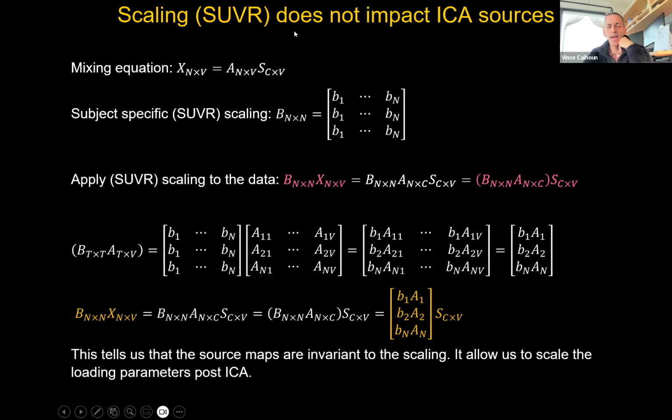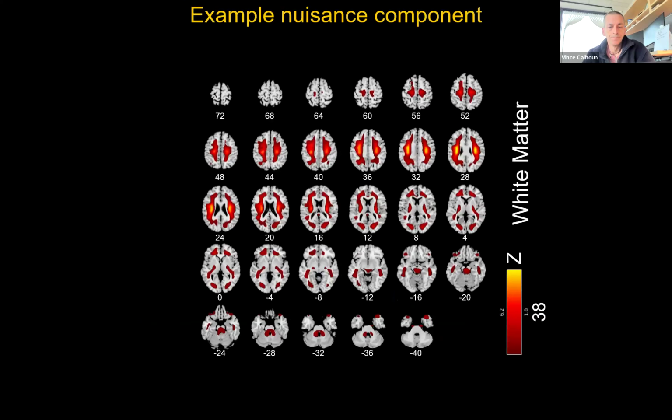And if you then take X and you replace it with AS and work through the math, in the end, the take-home message is that the sources that we get are invariant to the scaling if you're just using a single scaling parameter for all of the voxels. The scaling is only impacting the loading parameters, and you can do that after ICA. So if you want to explore different types of calibration for PET, you can do that after the ICA. You don't have to rerun the ICA a bunch of times. So that I think gives us a nice way to do comparisons.